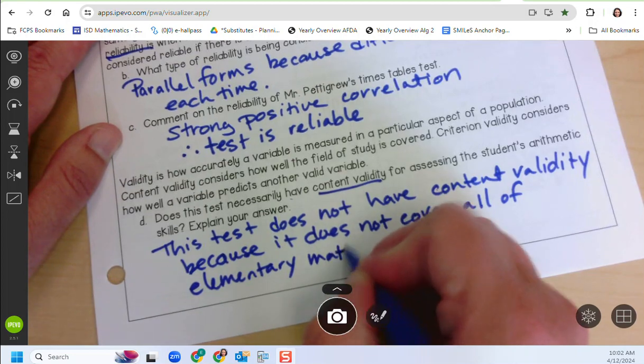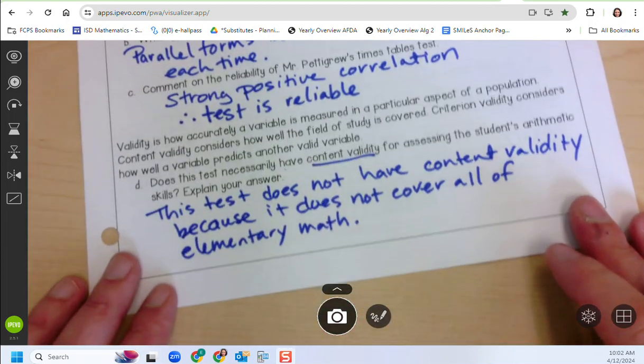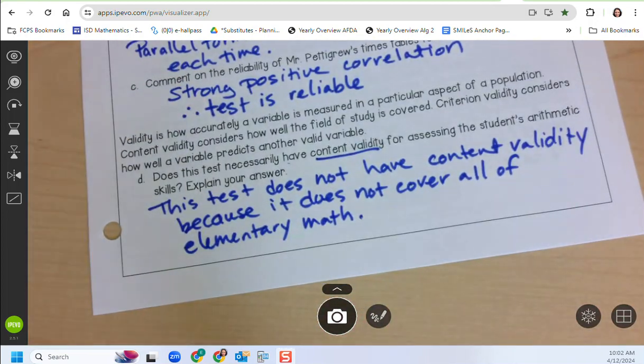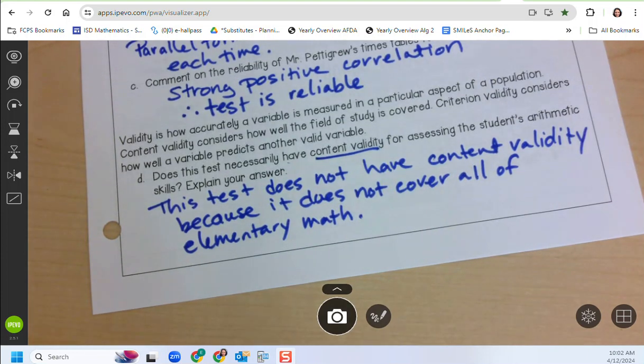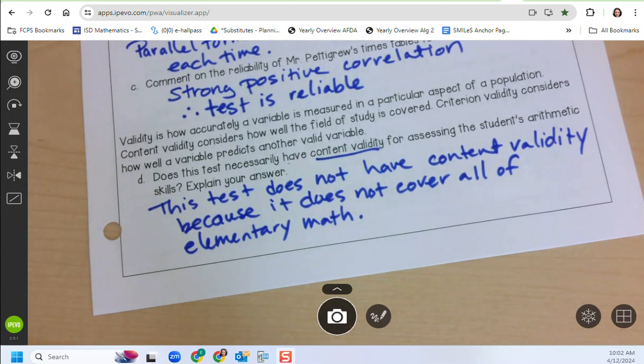Okay, so the test is very reliable in measuring their multiplication facts, but it doesn't have content validity as far as measuring all of their elementary mathematics. But doesn't it also be considered the field of study of multiplication? Yeah, so if you wanted to consider the field of study just multiplication facts, then you could say that specifically. You could.